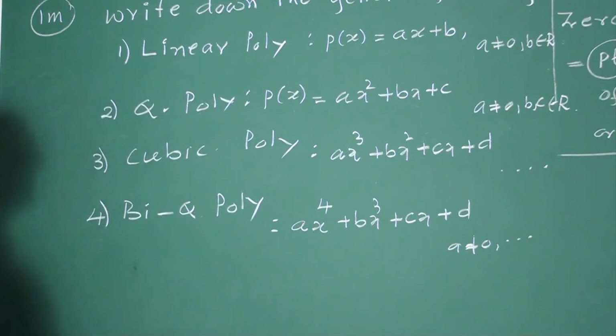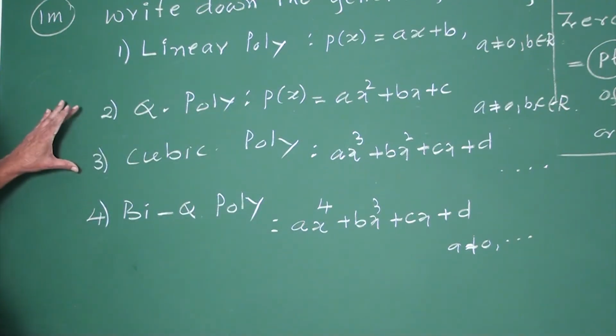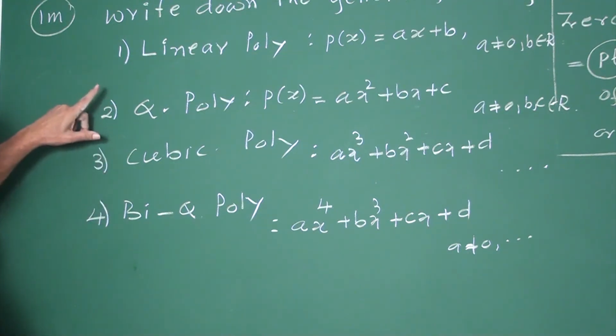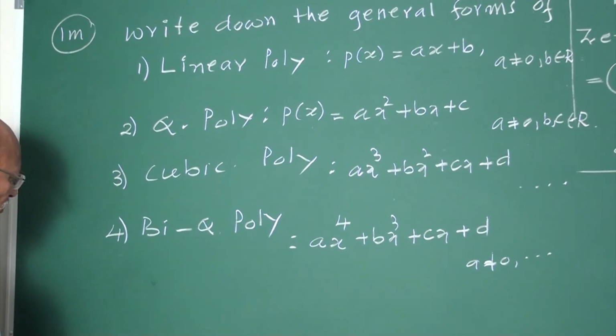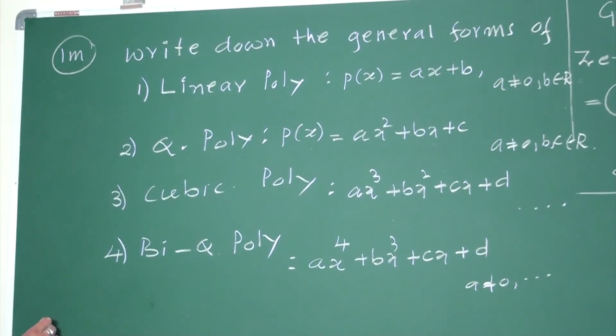Sometimes, my friends, if they ask for quadratic and cubic, they give it as a 2 mark question. If they give any one among the 4, they give it as a 1 mark question. Like this, one more important theory question, 1 mark.